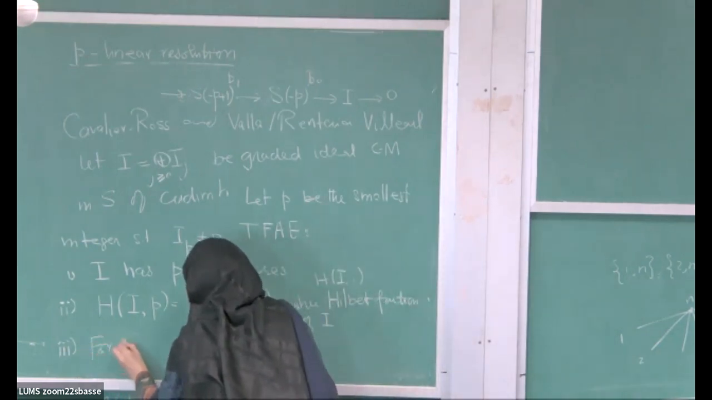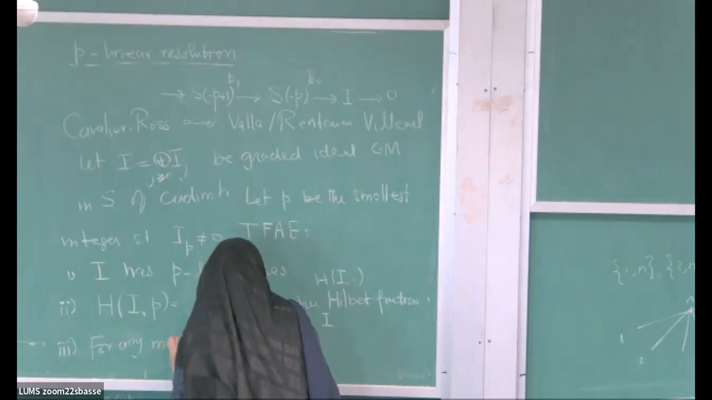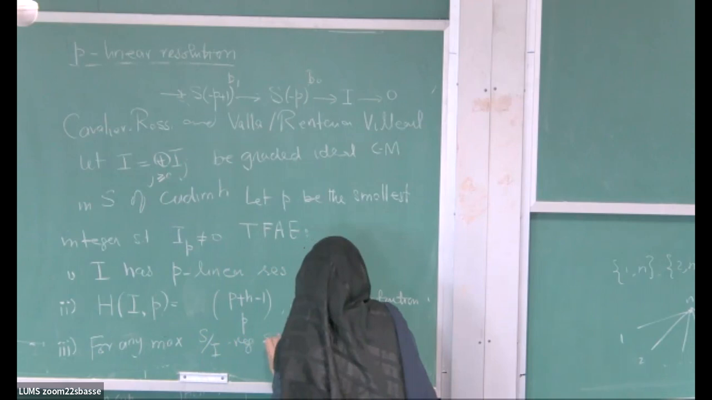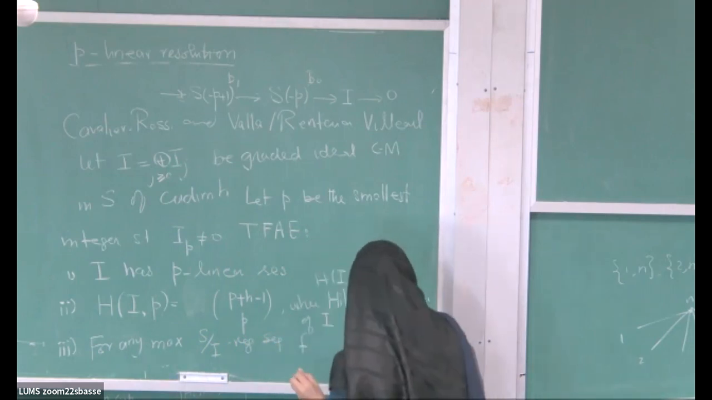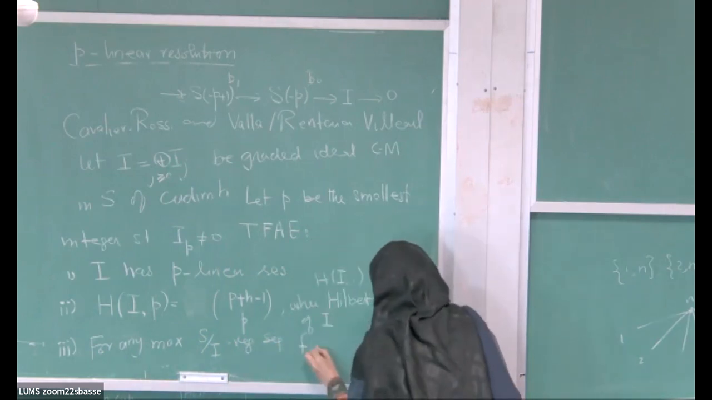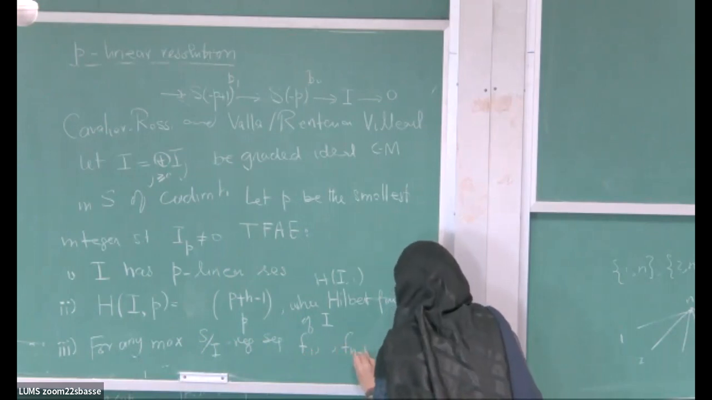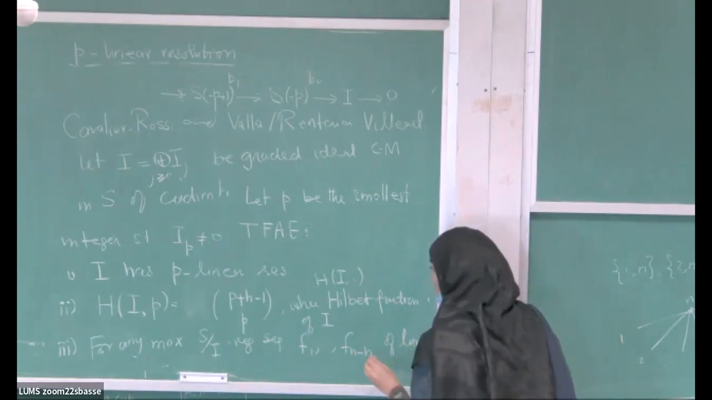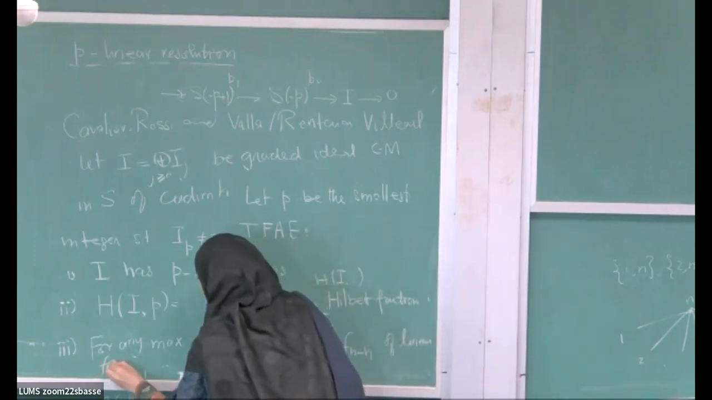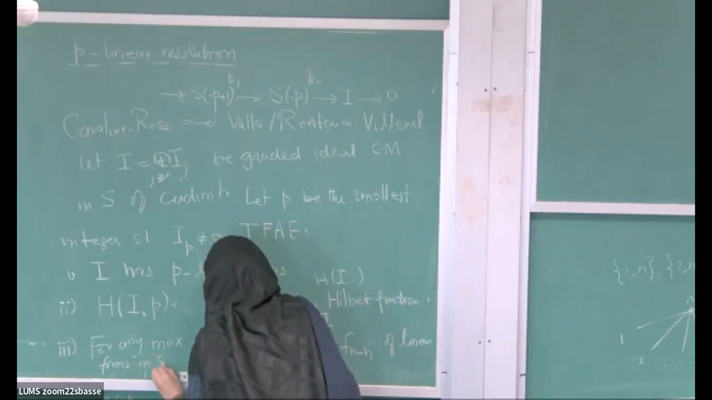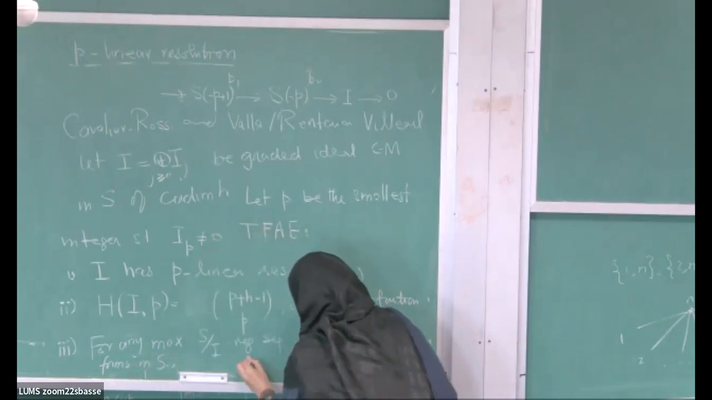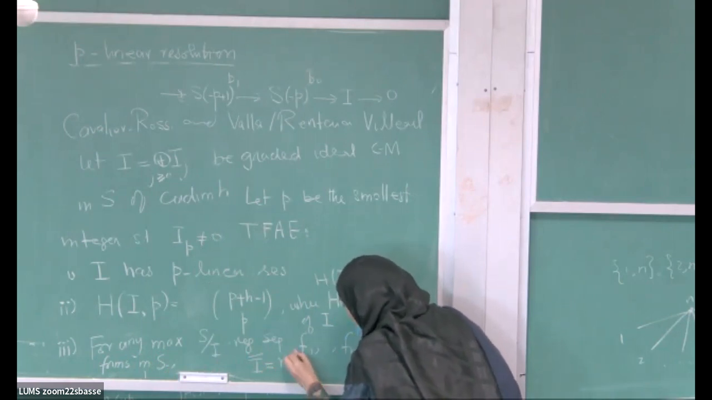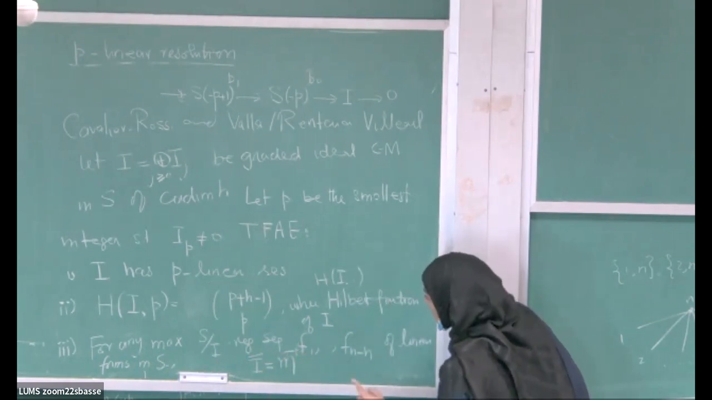So for any maximal regular sequence, let's call F1 up to Fn minus H of linear forms in S, this quotient ideal is the same as the maximal ideal power P. I mean, in the quotient ring.